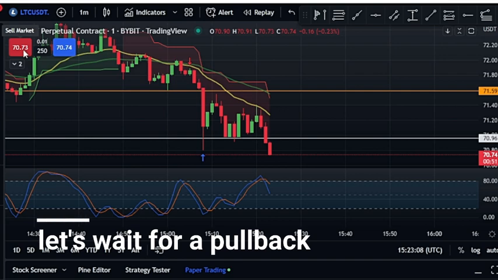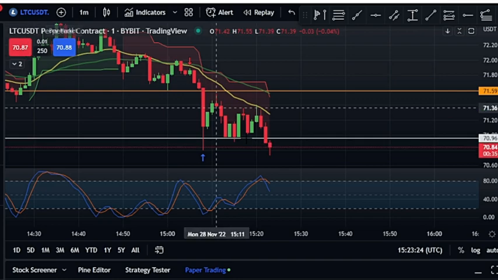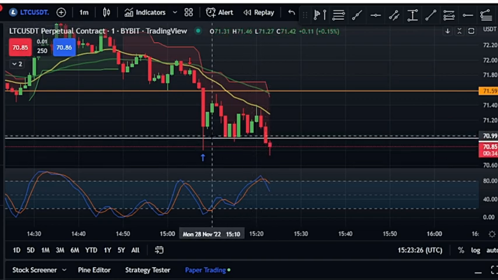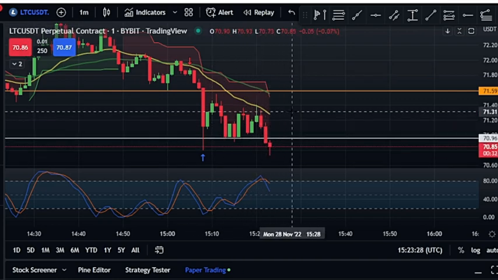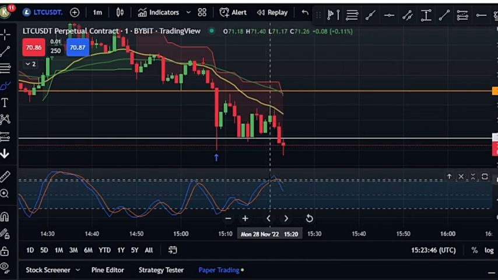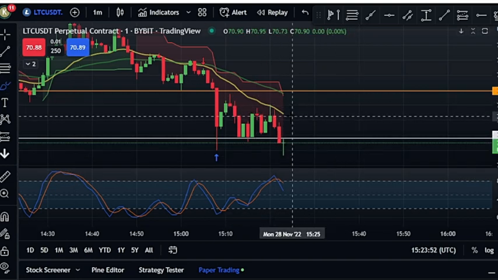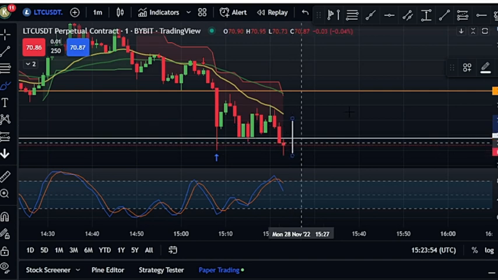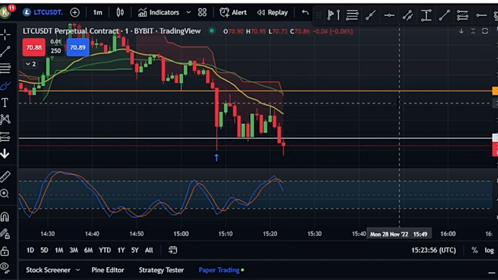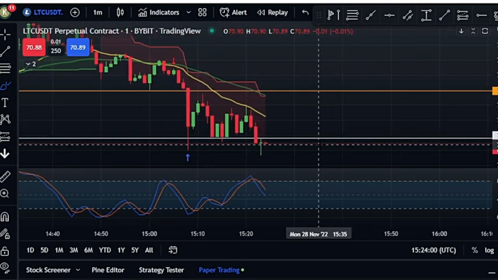Let's wait for a pullback now. Okay, maybe we can wait for this one as it's struggling below this level, and we may see a pullback up. So keep in mind, even if the stochastic RSI gives us the signal and then the candle overextends way farther from the EMAs, like it was way farther, then we want to make sure that everything else is by the book.